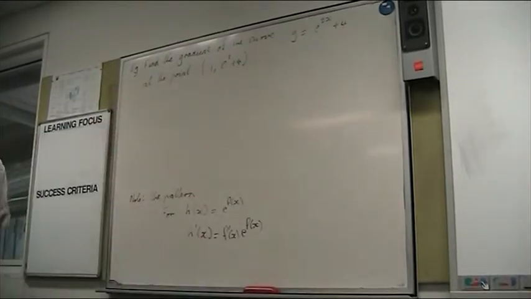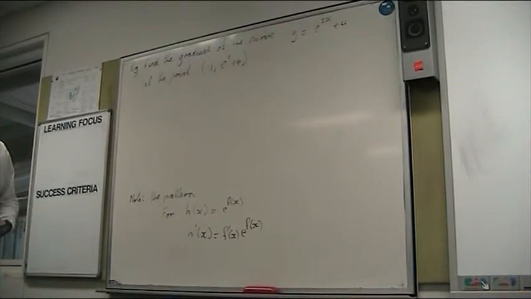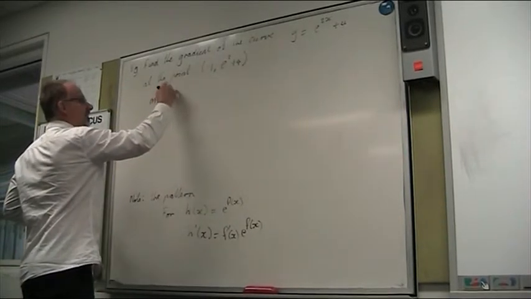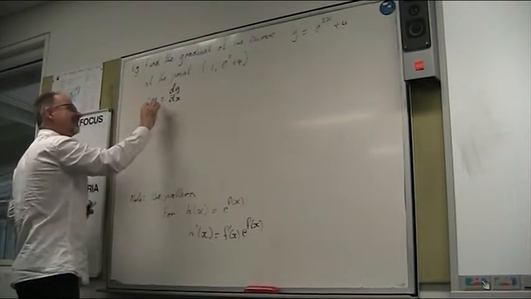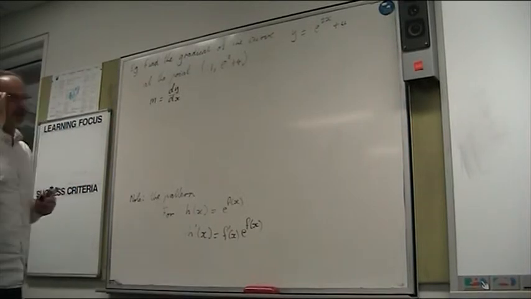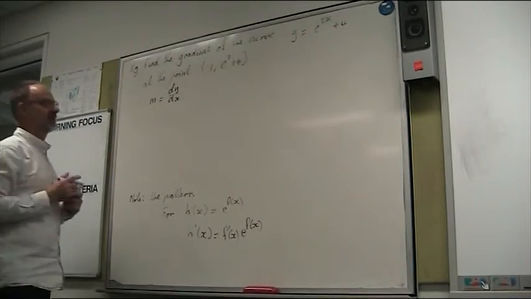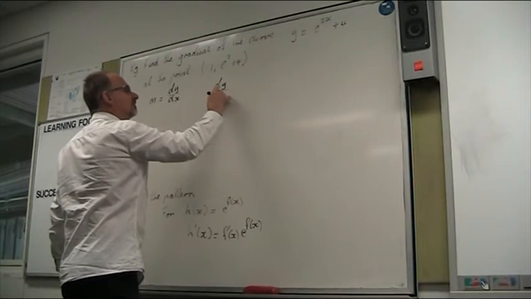All right, so the gradient of the curve. The gradient's dy dx. Remember, gradient, dy dx. It's very important that you don't forget that. Yes, it's the derivative of the function, but it also tells us about the gradient of the function. So dy dx on this particular one is what?